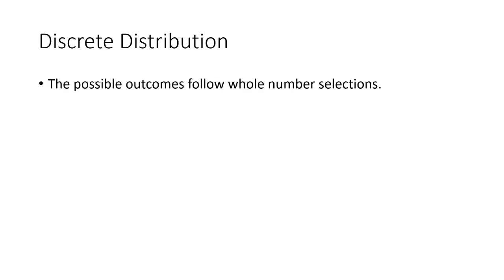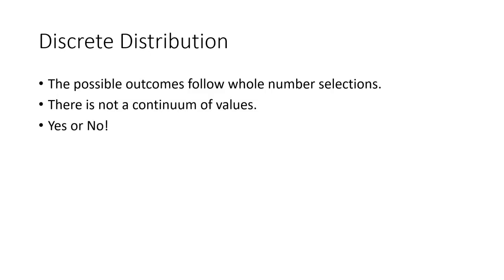The last kind of distribution we're going to look at is the discrete distribution. The possible outcomes follow whole number selections. Therefore, there is not a continuum of variables, only yes or no. When you measure something, there are lots of possible numbers and decimal places that could be used. With the discrete distribution, you only have a limited number of choices like yes or no, or maybe a scale from 1 to 5 with only 5 choices. This would be much like a multiple choice question.